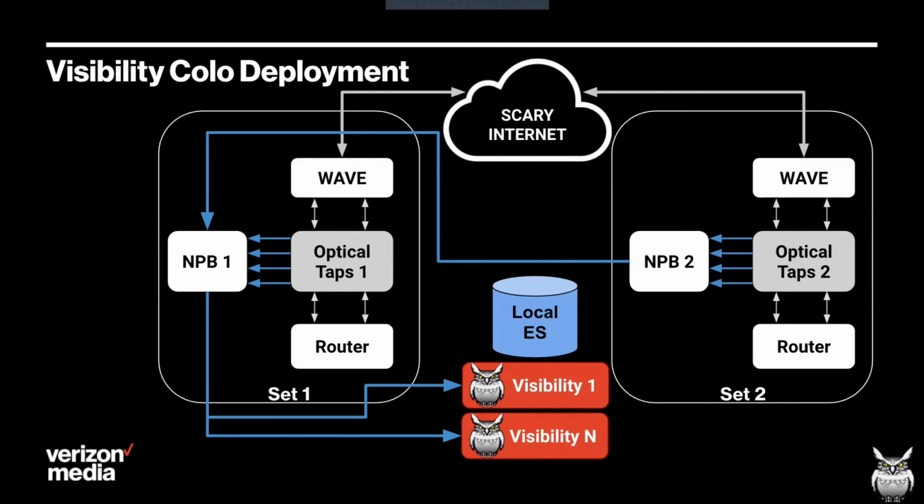And again, you're going to have n number of visibility boxes depending on your traffic level. If you're doing hundreds of gigabits per second, you may have 10 or 20 boxes. It just depends how much data you're doing.